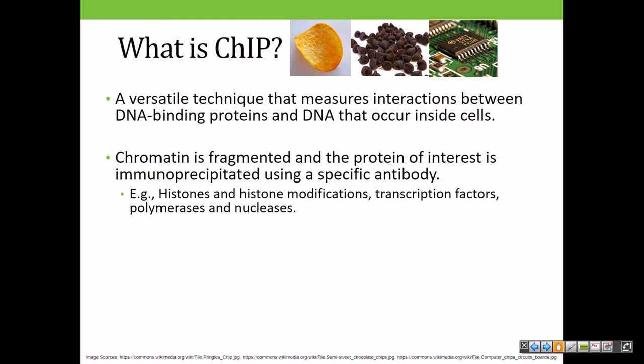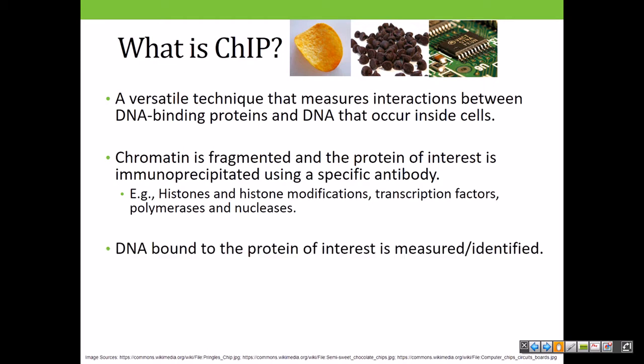Chromatin is fragmented into smaller pieces, so you have protein bound to DNA, cut up into smaller pieces, and the protein of interest is immunoprecipitated, or pulled out of solution, with an antibody. Examples of proteins that you can pull down are histones and histone modifications, transcription factors, which is where a lot of my work has been, polymerases and nucleases, basically anything you can find bound to DNA. So we pulled out our select protein bound to a select piece of DNA.